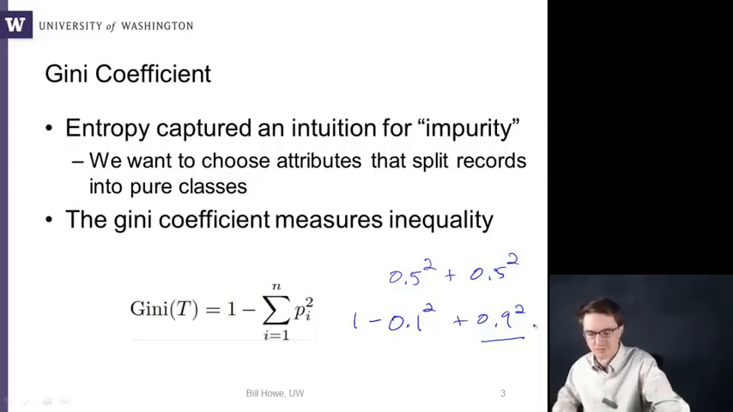All right, so now you know both of those methods for measuring this impurity, and you'll see both of them in practice in decision trees and the libraries that implement them.